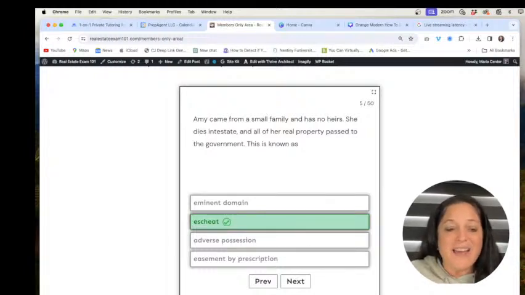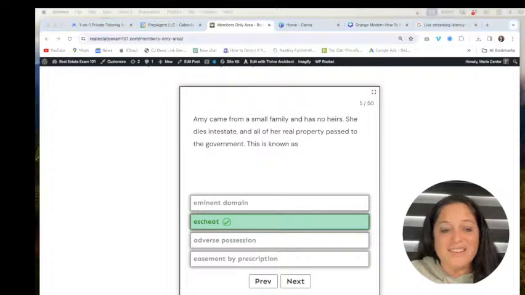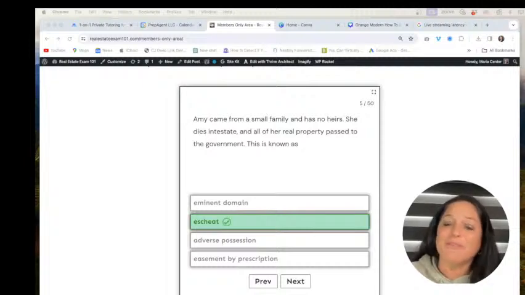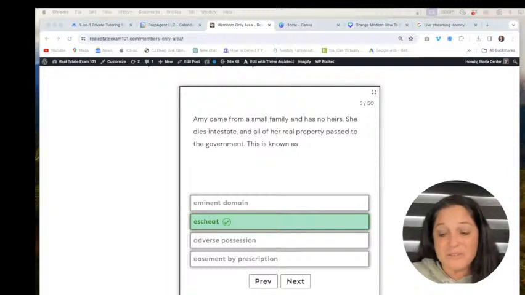Now remember, is that escheat? Another little pop quiz here. When we talk about escheat, is that a voluntary or an involuntary transfer of the deed? If Amy died and the government came along and took her stuff, would that be a voluntary or involuntary transfer of a deed? In that case, that would be involuntary, right? It's happening whether she agreed to it or not. So that's an involuntary transfer.